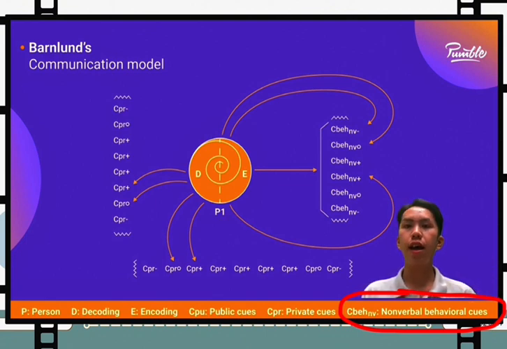The valence signs we have here, the positives, neutral or zero, and negative are also attached to these types of cues, which illustrate the amount, degree, strength, and attractiveness of the cues in the message. The speech act refers to a particular stance of communication in the model.